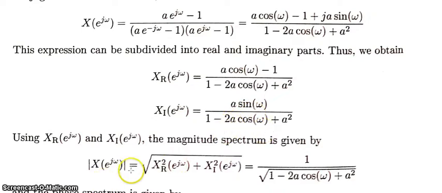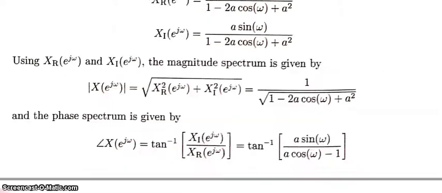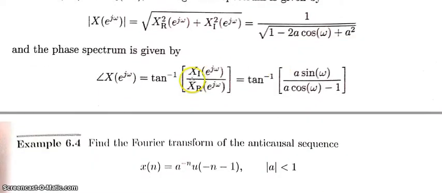So the magnitude is square root of real part square plus imaginary part square, and that is 1 divided by root of 1 minus 2a cos omega plus a square. And the phase angle is given by tan inverse imaginary part by real part, and that is tan inverse a sin omega divided by a cos omega minus 1.